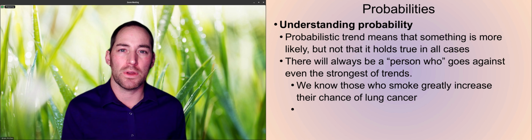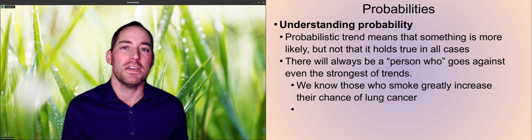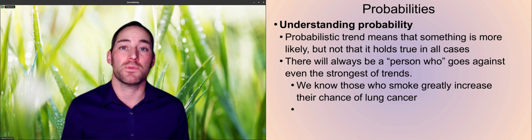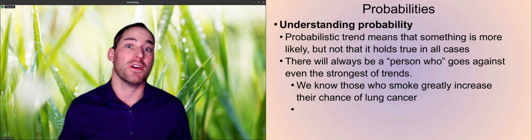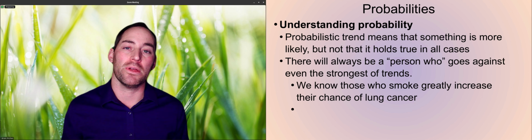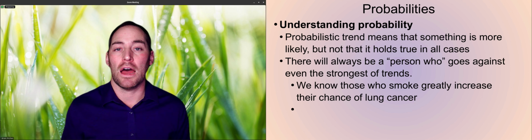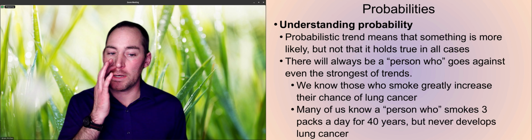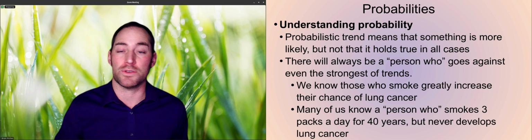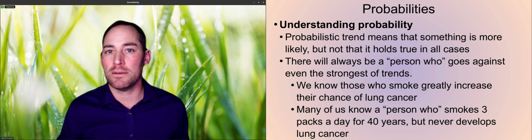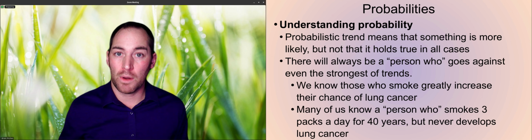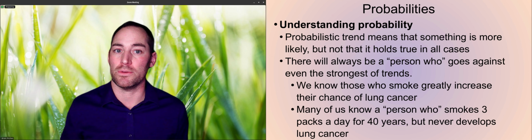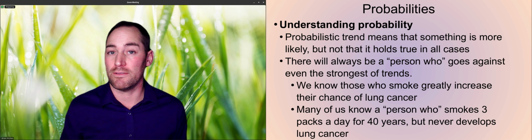There's always going to be, especially when we're dealing with probabilities, specific situations, anecdotes, and examples where it doesn't quite fit. And yes, we want to do a better job as scientists to fit all of the data, but probabilities are one way that every science works to get to better and better predictions. Many of us know a person who might smoke a lot for 40 years but never develops lung cancer. That doesn't mean that the trend, that smoking cigarettes increases your probability of developing lung cancer, is not still true, even if we do know a person who didn't fit that trend.